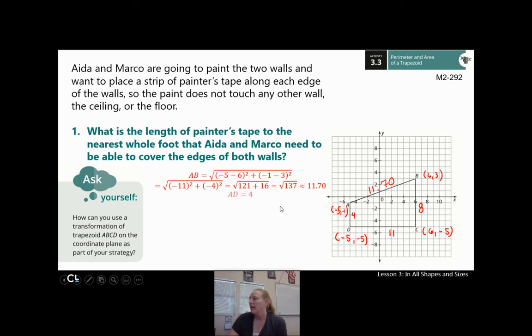And of course, we already said AD is 4, CD, DC, whichever way you want to say it, is 11, and we said that BC was 8. So let's just go ahead and add these all together. So I did that.